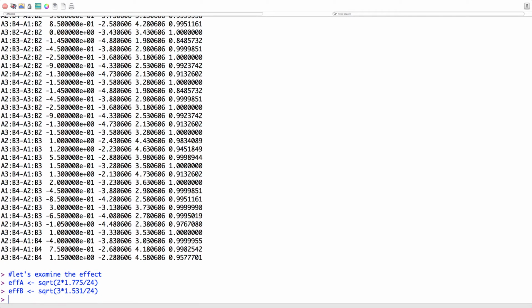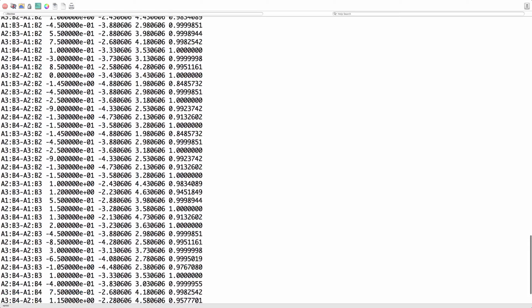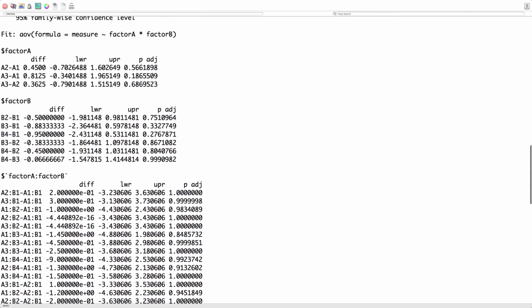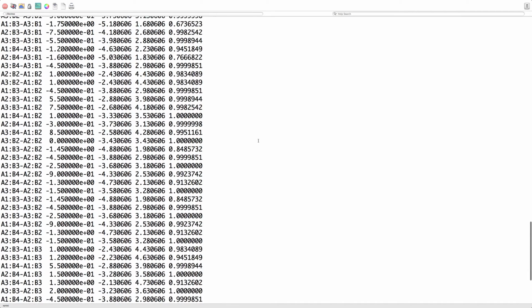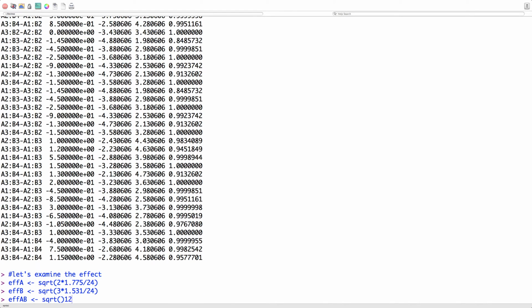Divided by 24. And then my effects for the interaction. Guys, remember the interaction degrees of freedom are A minus 1 times B minus 1, so we should have 6, which we do. And we have a very low F statistic of only 0.4, so we're going to have 12 times 0.4 divided by 24.